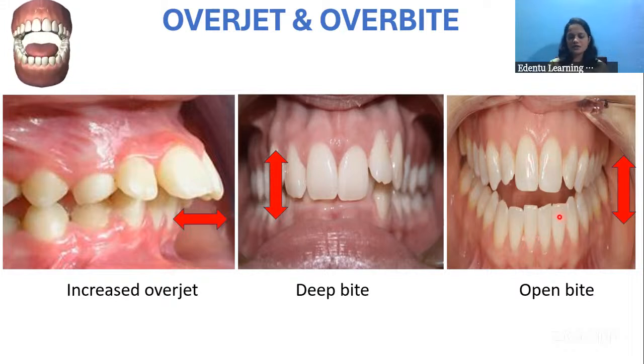So if they ask about overjet and overbite, tell these things: jet is horizontal overlap, bite is vertical overlap, then the normal values, then the abnormal situations. In abnormal situations, there will be increased overjet, and in case of overbite, there are two abnormal conditions. One is deep bite, and the other one is open bite. You should explain about this.